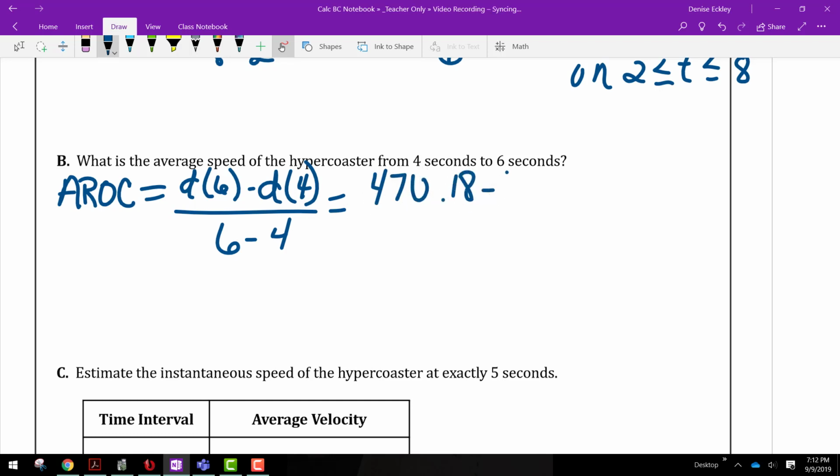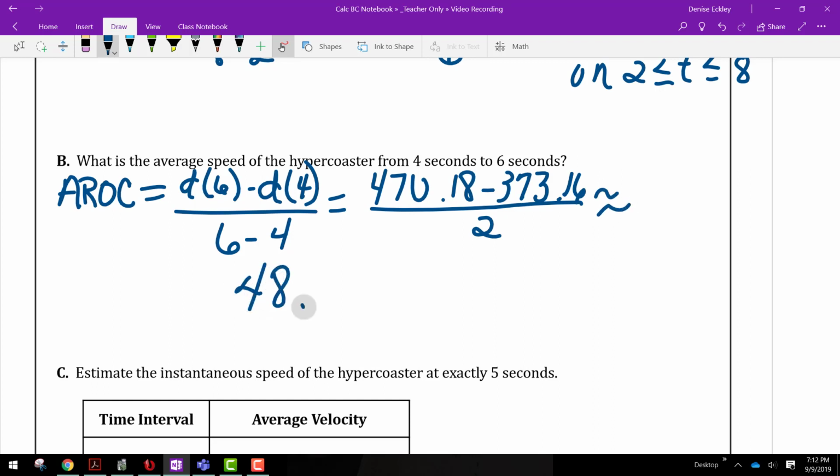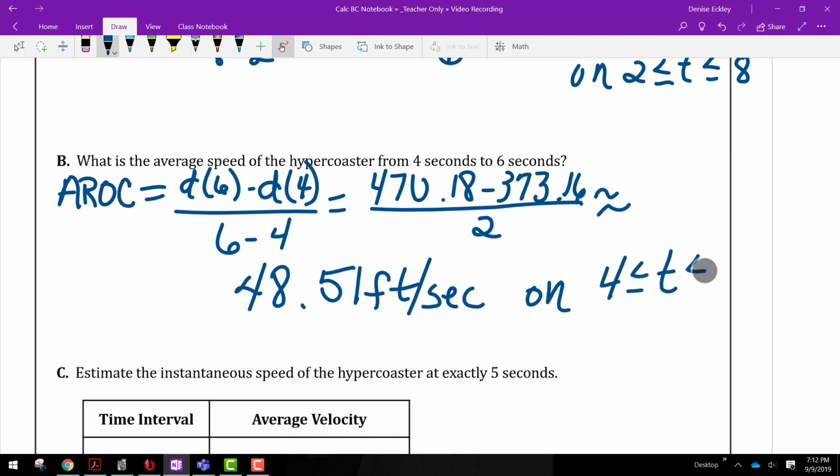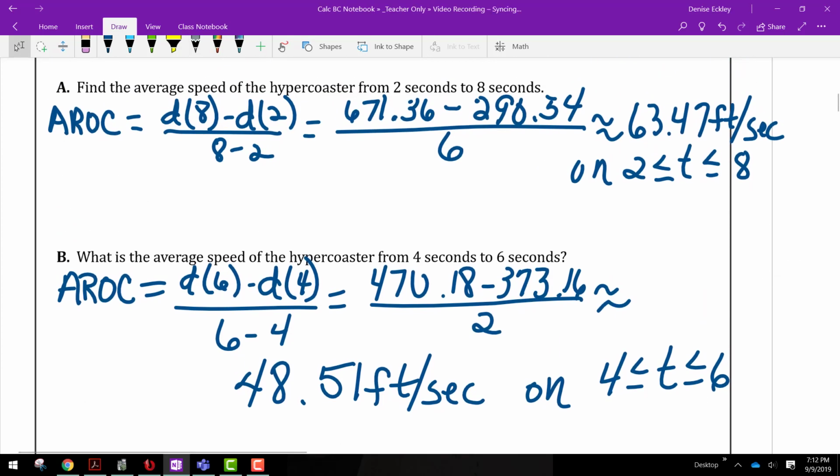So this is going to be 470.18 minus 373.16 over a change of 2 seconds. So this is approximately equal to 48.51 feet per second on the interval from 4 to 6 seconds. And as you can see, these two values are very different from each other. So that's why it's important that you include the time interval.